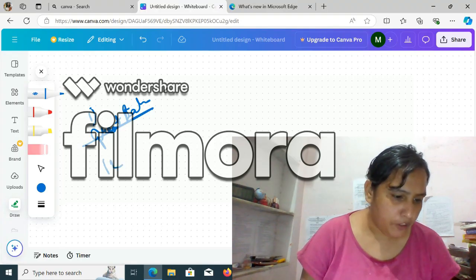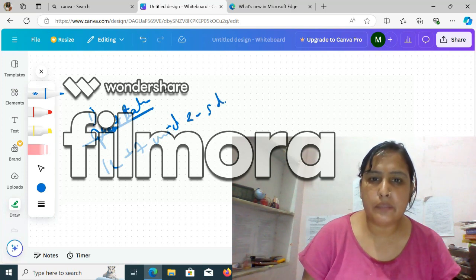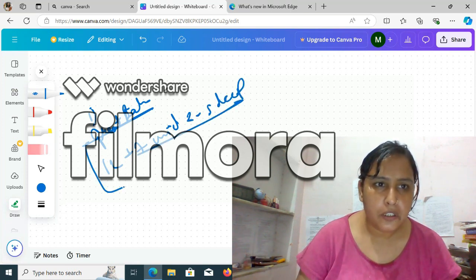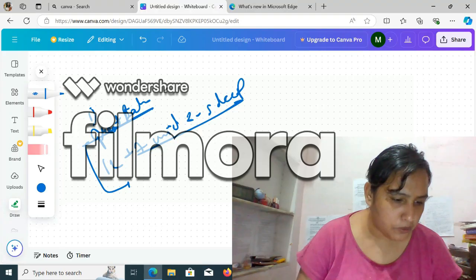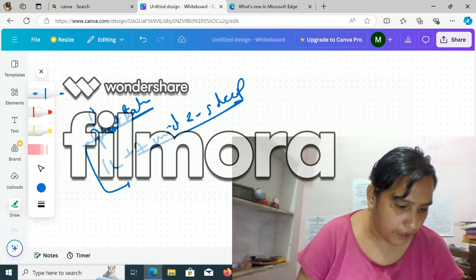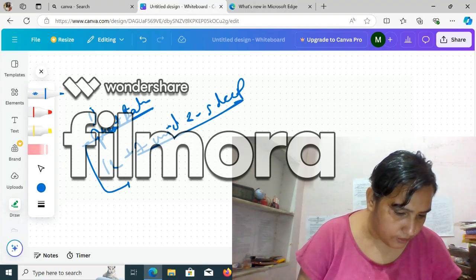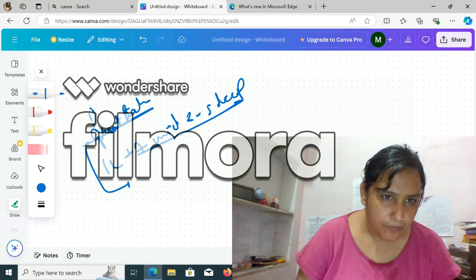Other than this, they were using architecture in the Indus Valley civilization, so I'm discussing some architectural structures also. The first structure is known as the Great Bath. This Great Bath is an impressive structure, constructed 12 meters long, 7 meters wide, and 2.5 meters deep.